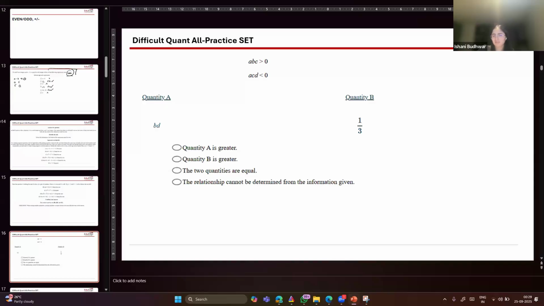B or D? Second option. Sure. And why is that? Since A and C are both in both the equations. So what is BD you're getting? BD is negative always. Yeah, okay. All right.